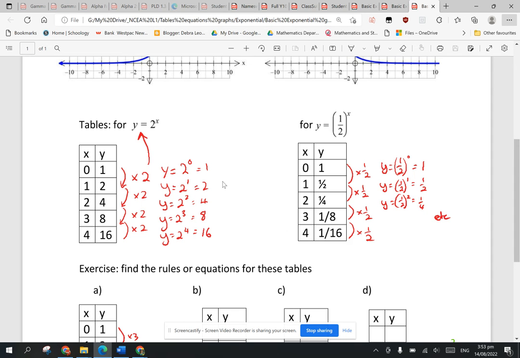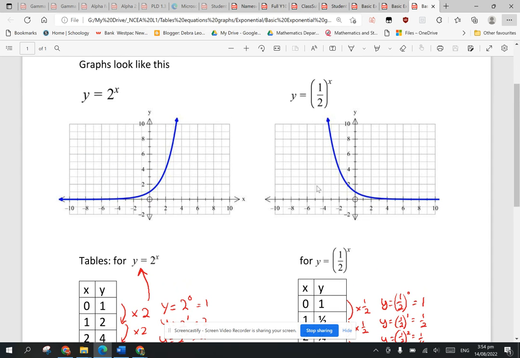If you put them onto a graph, if you just plotted them, you'll get these points here. Then you draw a smooth curve through them. We're going to stop for a minute while you have a think about that.